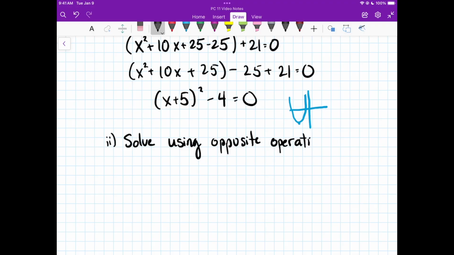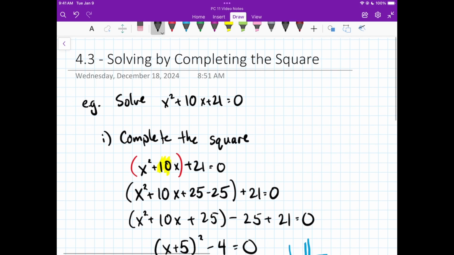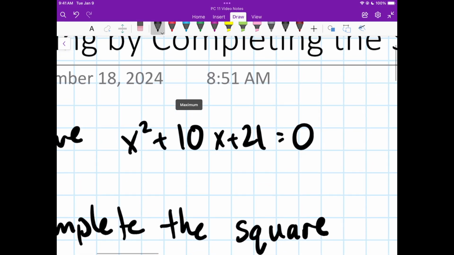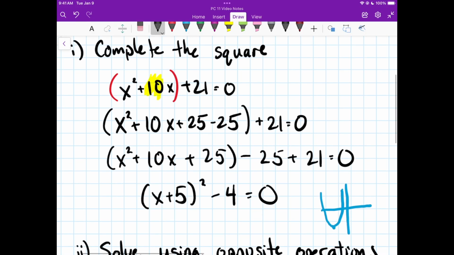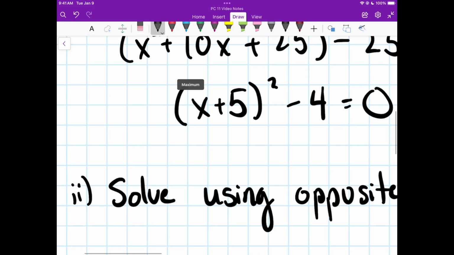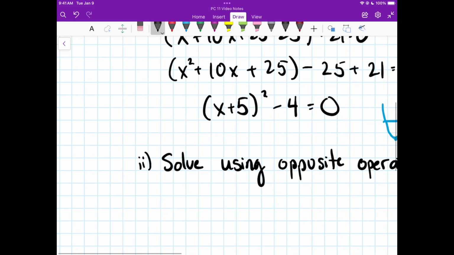The reason we haven't been able to do this up to this point is because most of our quadratics have had two terms with variables. So we've had x squared plus 10x plus 21, things like that, where we've got x coming up twice. And so you can't really isolate something if there's two of them. But through the process of completing the square, we've gotten it down to just one single x in our equation at this point, which means we can isolate that variable.